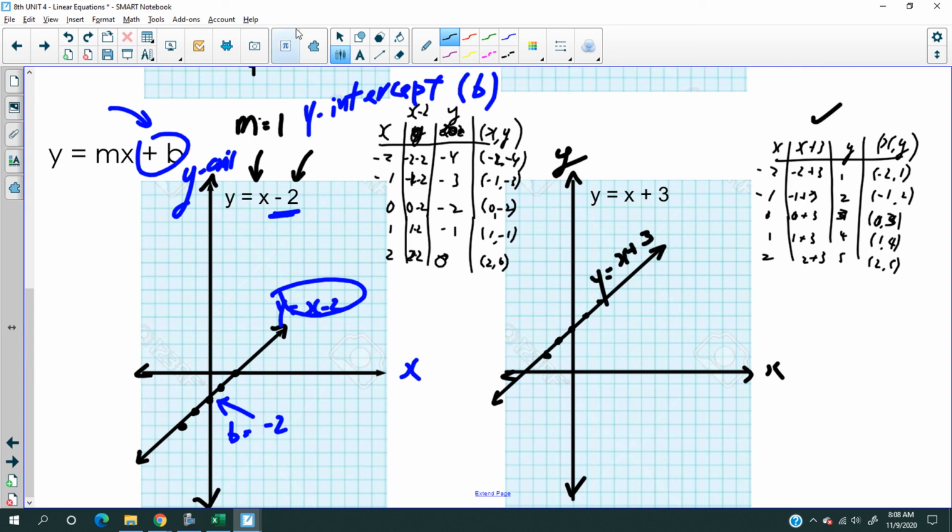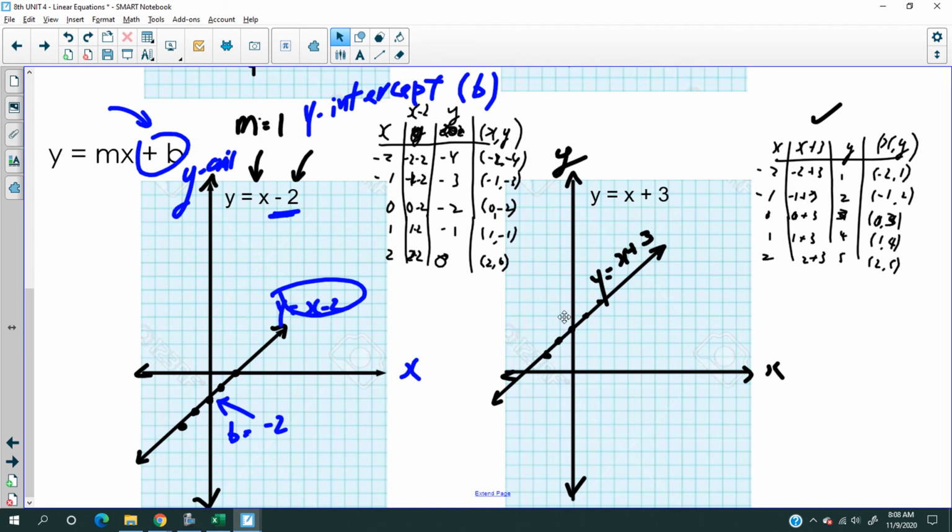Now, notice, at the beginning the line was here, and the slope is still 1. The slope didn't change. And now I got +3, so what did that do to the graph? 1, 2, 3. It moved up 3 units. Okay, that was not a smart question to ask you. I was going to ask you for the equation, but I gave you the equation. That's how you got the line.